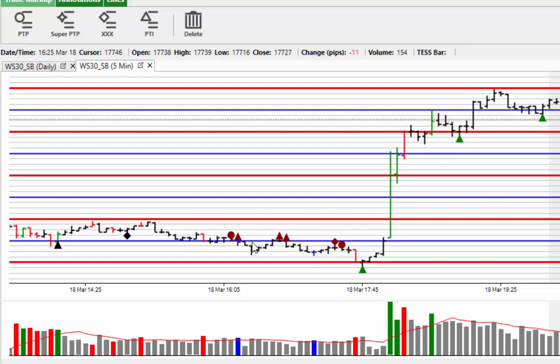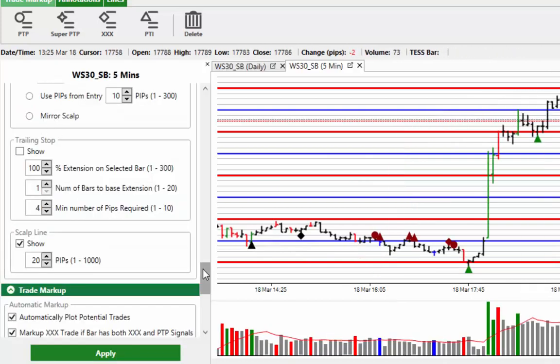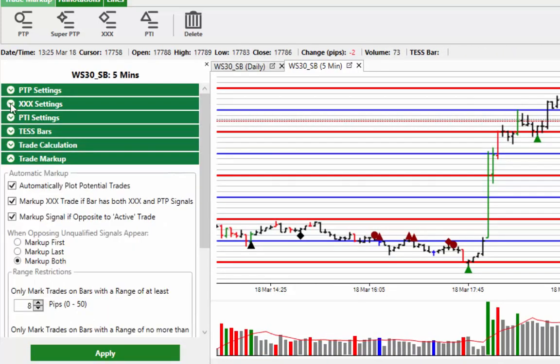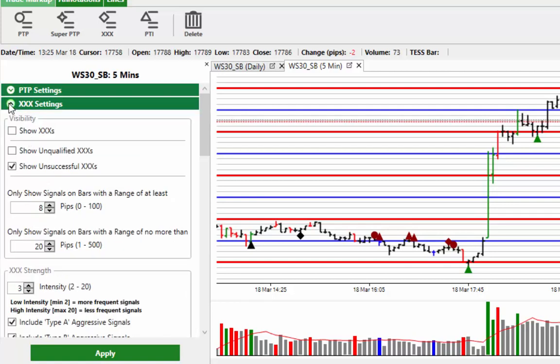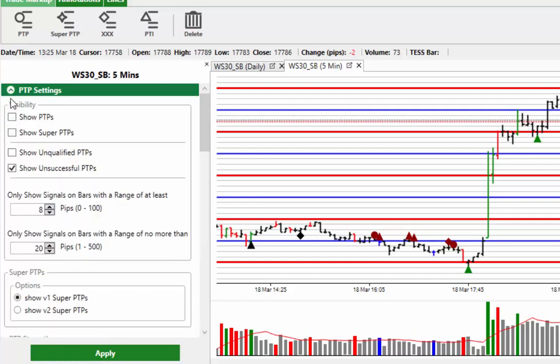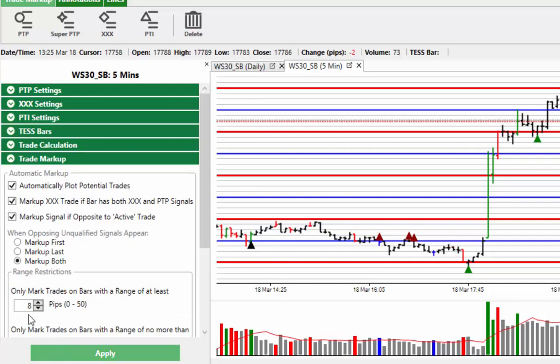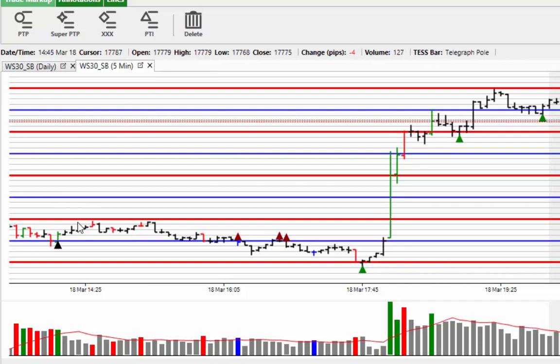You can see there's a few points with the PTIs, which are the triangles. Let me just make things easier for you here and turn off the triple X's and PTPs as well, so you can get a clearer look at the new ones there. And you can see where the market traded down to.